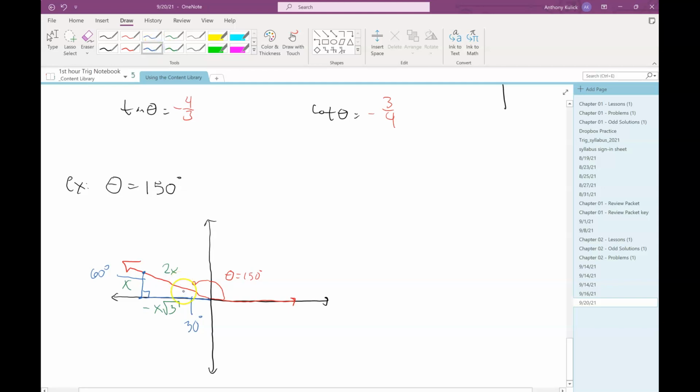Okay, so this guy down here is always going to be our theta. And now we've built our reference triangle. So we can go ahead and just list down our values for sine, cosine, and tangent.